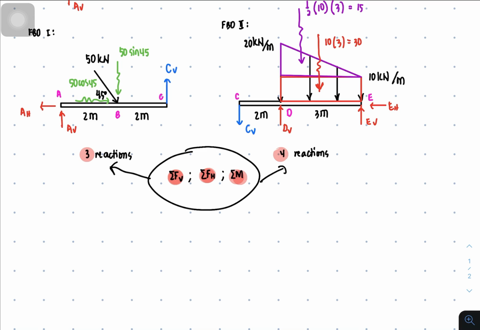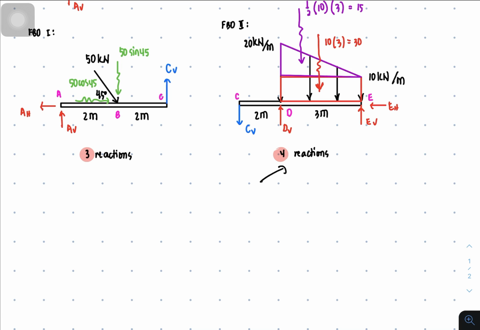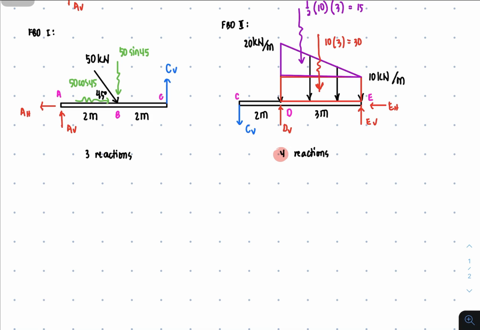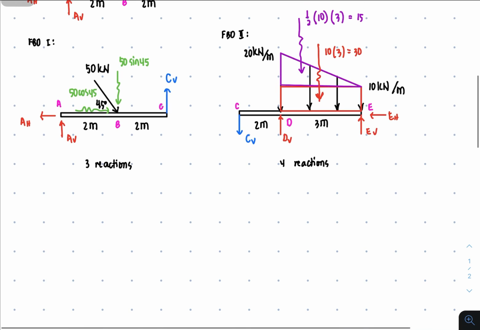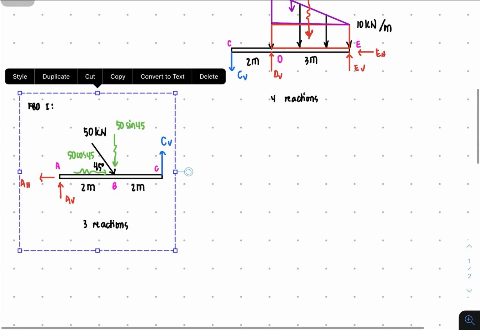So in that case, we will be considering the first free body diagram. So I'll just remove this one. Again, we will be using or considering the free body diagram number 1, this one. We will be considering this free body diagram here because it has only 3 reactions. Unlike here, there are 4 reactions, so we cannot solve anything yet. So starting with this free body diagram, let's move this a little bit lower because we will be solving this free body diagram.